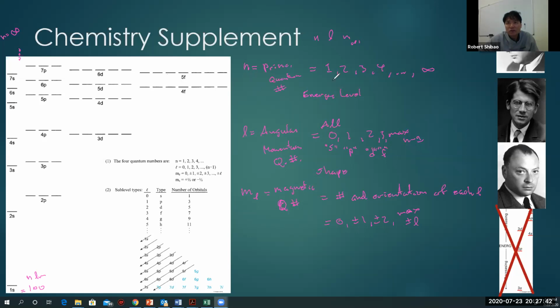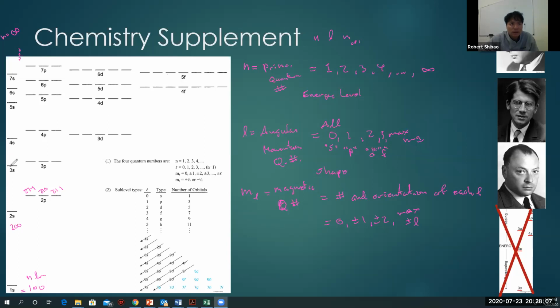But when n equals 2, we have more options. When n equals 2, then we have l equals 0 and 1. If n equals 2 and l equals 0, then we get 2, 0. And then m has got to be 0. So that's 2, 0, 0. This is 2, 1, negative 1. This is 2, 1, 0. This is 2, 1, 1.